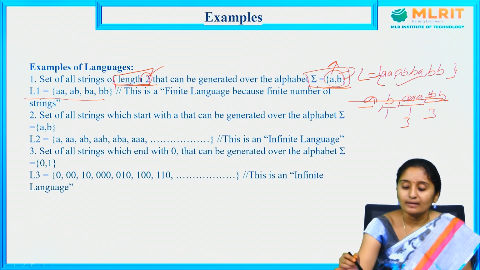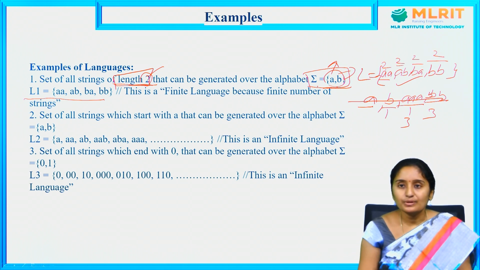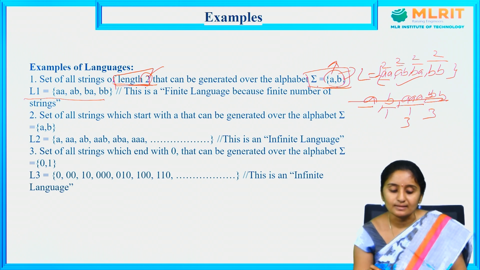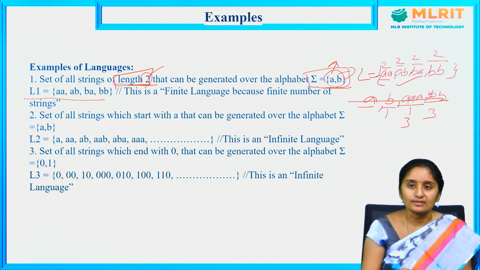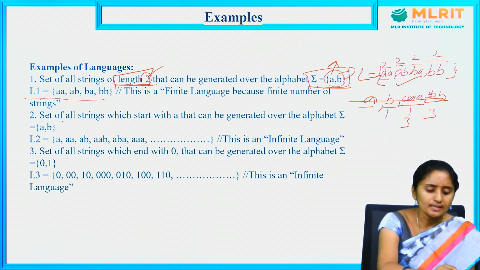This is valid. Why? Because each string has length 2. See here, AA is a 2 length string, BA is a 2 length string. So all of these are 2 length strings. That is the condition. Based on the condition, we are going to construct a language. See here, the next one.